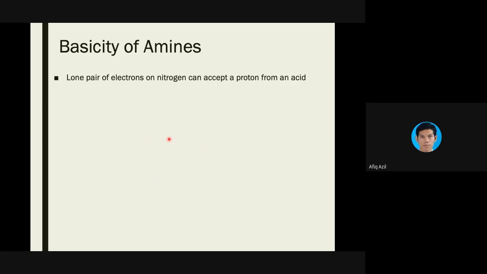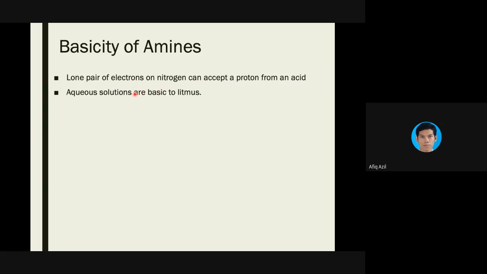And then another property of amines is that they are basic. Amines are considered as a base. This is due to the lone pair of electrons on the nitrogen. If you still remember, the nitrogen contains one lone pair of electrons, which can accept a proton from an acid. So being a proton acceptor makes amines a basic compound.